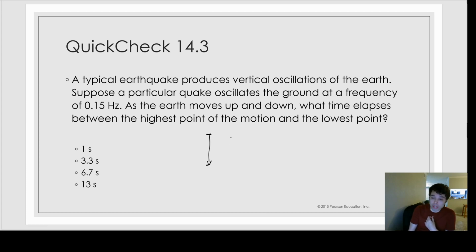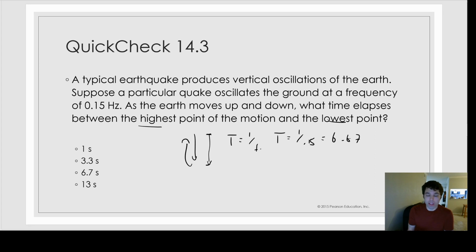Now we know that the period is 1 over the frequency. It gives us a frequency of 0.15, so that means period is 1 over 0.15, which is 6.67. However, it is not asking for the period. Period would be down and back. This is not asking for that. It's only asking for how long it takes to go from the highest to the lowest point. Well, that's going to be half the period. Instead of down and back, it's just down, and then that's it. So what's half of 6.67? It's going to be 3.33, which is our answer. All right, so there you go.